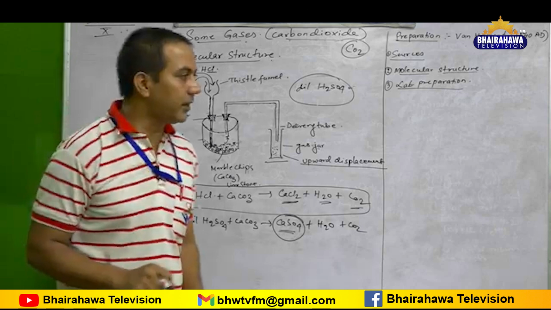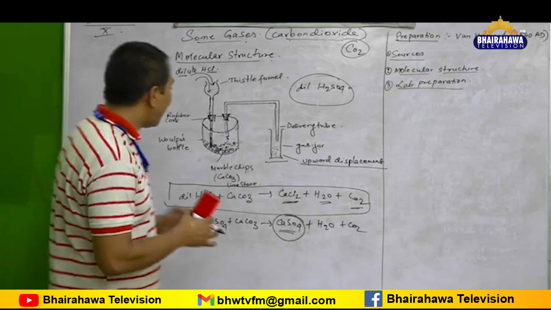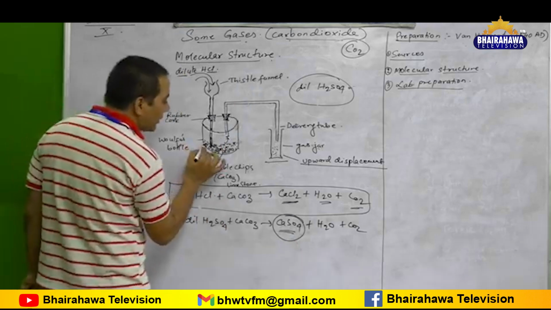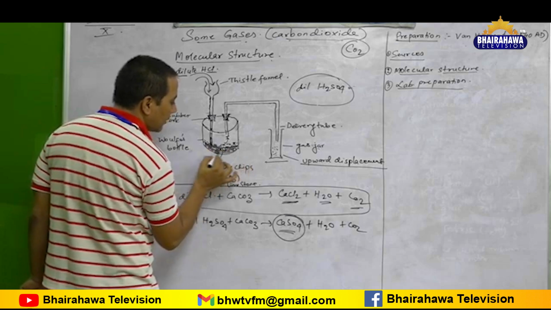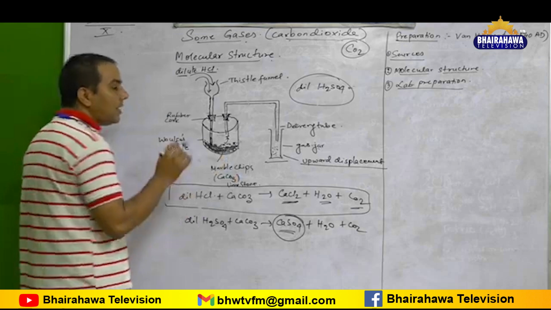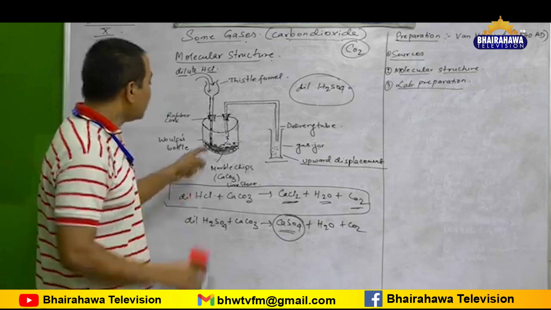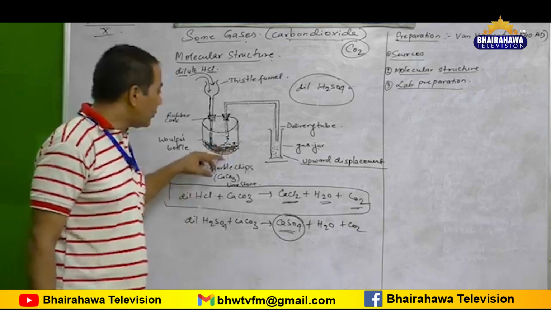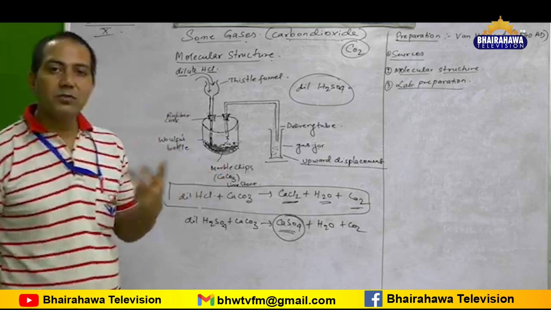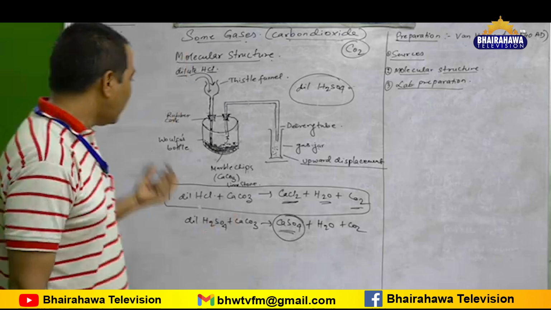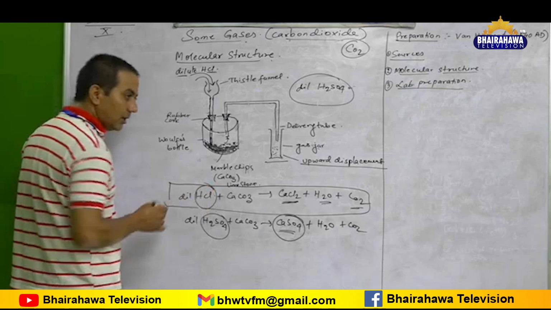We have already studied this in our last class. CaSO4 is an insoluble salt. So, what happens? It will stay over the marble chips. So, the reaction with the acid cannot continue. H2SO4 will not come to react with the marble chips. Therefore, after some time the reaction will stop. That is why we should not use sulfuric acid instead of HCl.